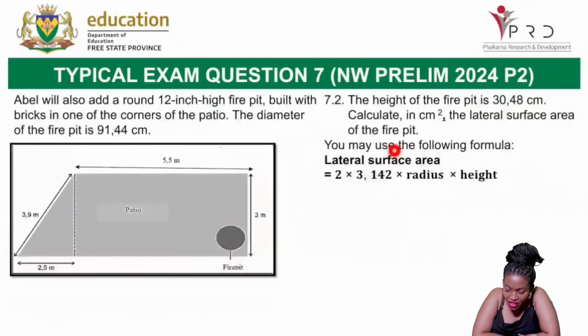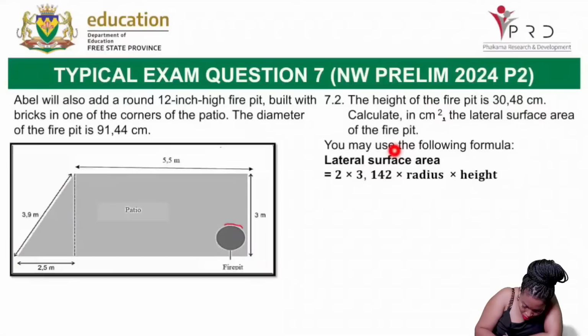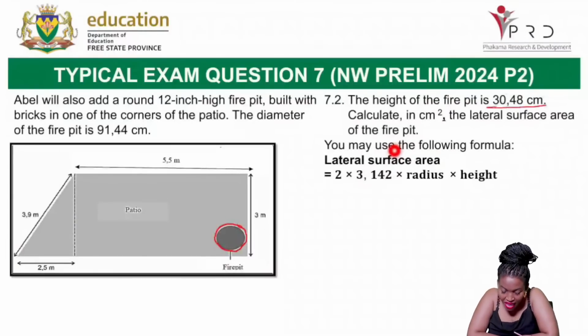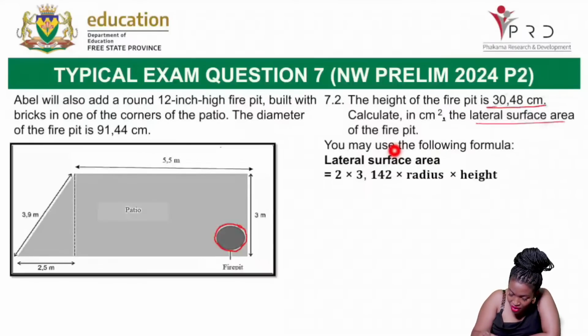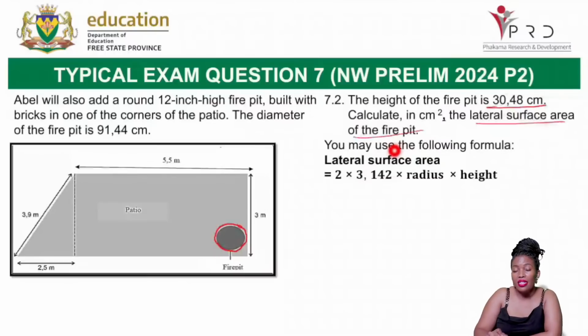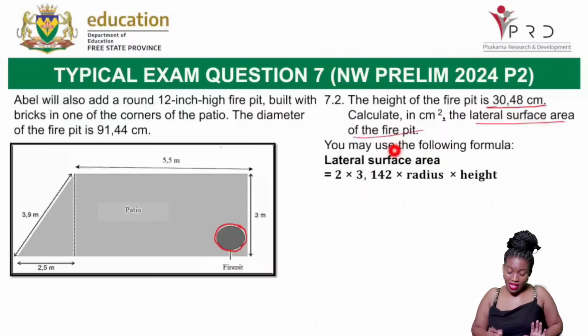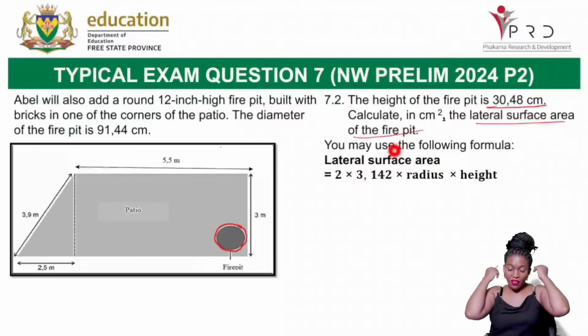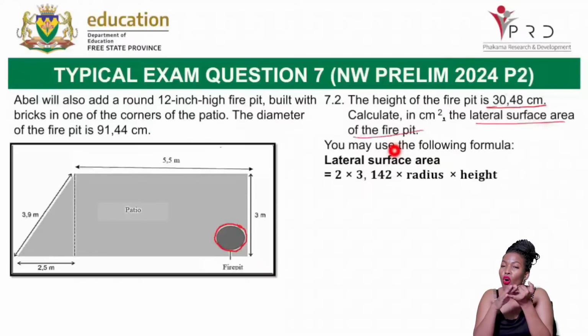7.2, the height of the fire pit. Remember, this is the fire pit, so it means the depth, how deep it is. It is 30.48 centimeters. Calculate in square centimeters the lateral surface area of the fire pit. The nicest thing about this part of mathematical literacy is that you will always be provided with the formula. When you are given the formula, number one, check that all your units are the same. That's the golden rule. If the units are not the same, you change them.